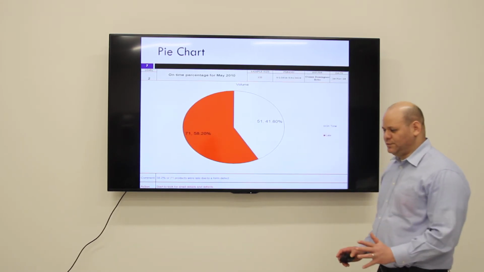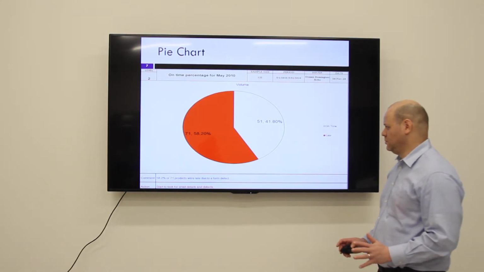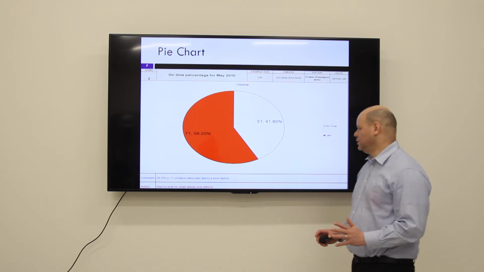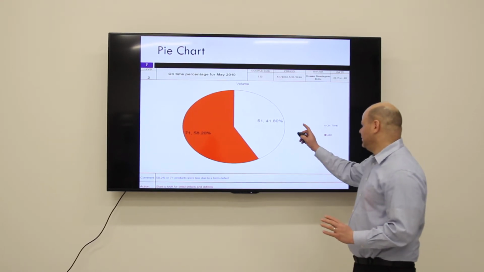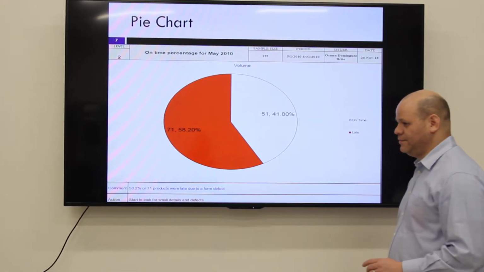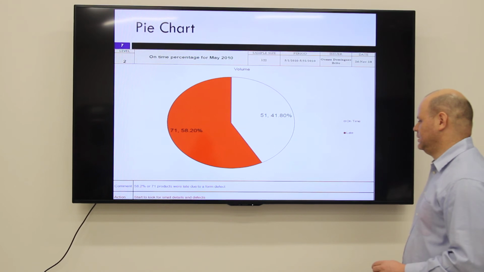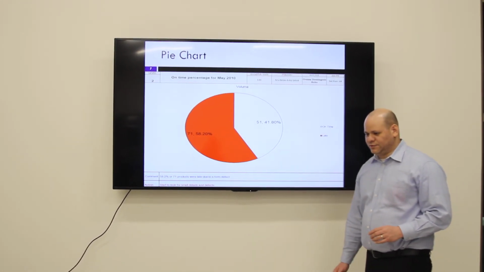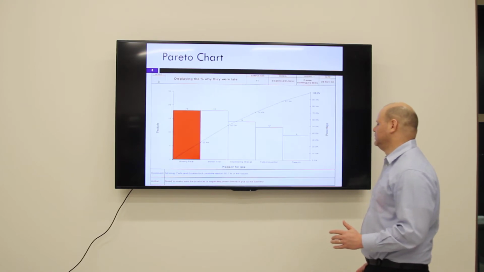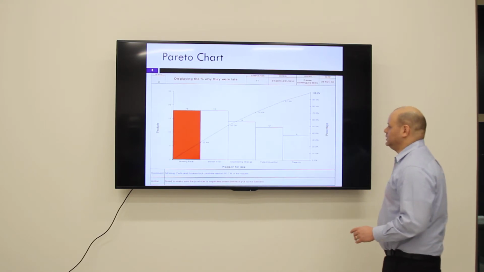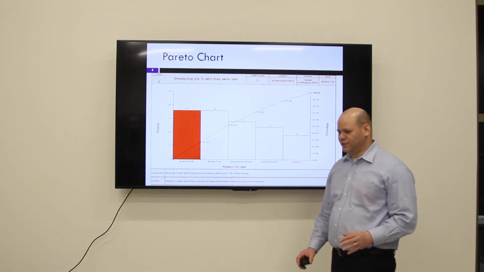So there were 122 products delayed in May. The pie chart helped us to show that 51 products were shipped on time, and 71 of them were not. So the actions we took were to look at the small details and inspect them. So the pie chart shows 122 products were late.